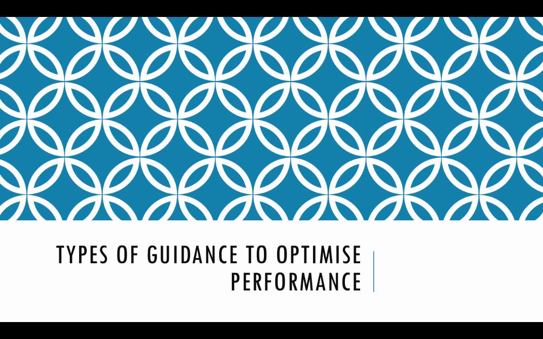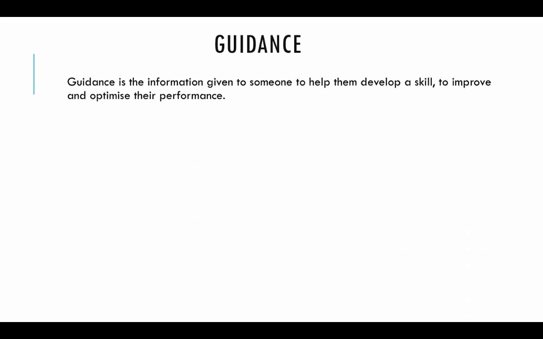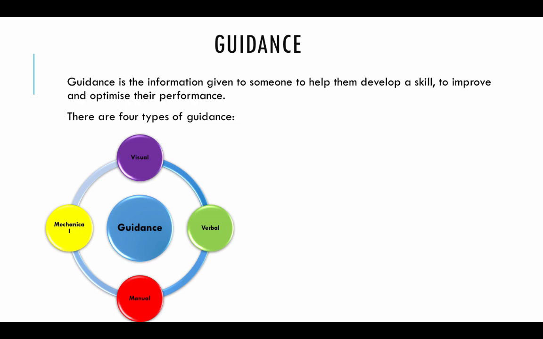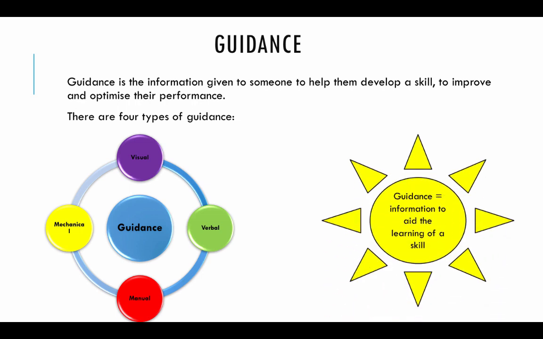Types of guidance to optimize performance. Guidance is the information given to someone to help them develop a skill to improve and optimize their performance. There are 4 types of guidance: visual, verbal, manual, mechanical. Guidance is defined as the information to aid the learning of a skill.